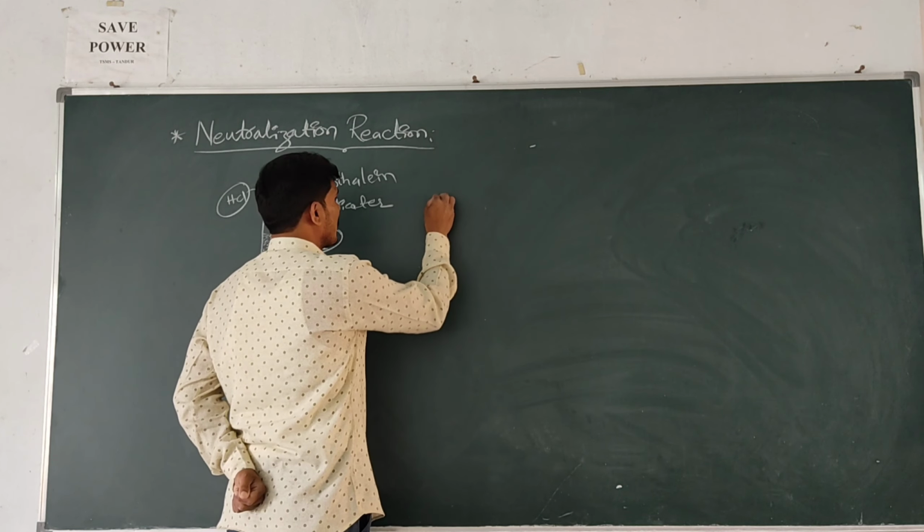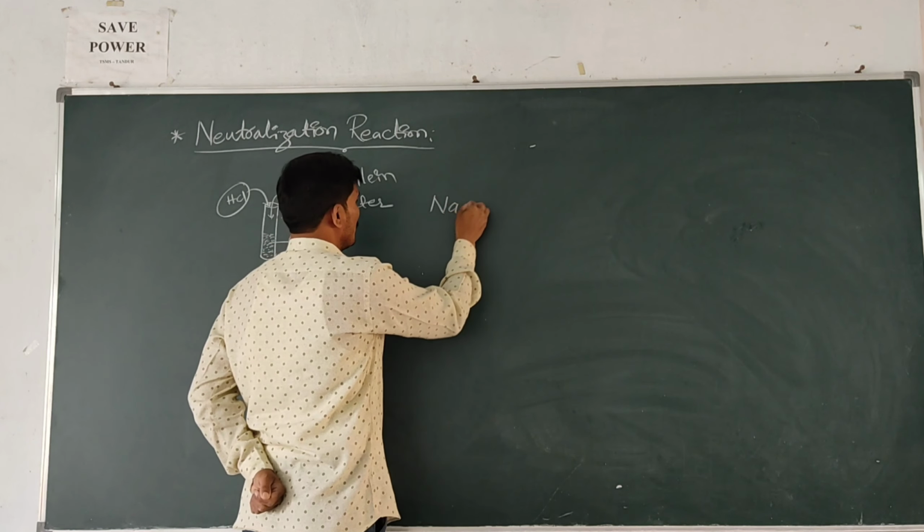For example, take NaOH, this is a base, plus HCl, this is an acid. When the reaction takes place between them, it forms NaCl plus H2O. NaCl is called a salt. When a reaction takes place between an acid and a base, it forms salt and a water molecule. This chemical reaction is called a neutralization reaction.